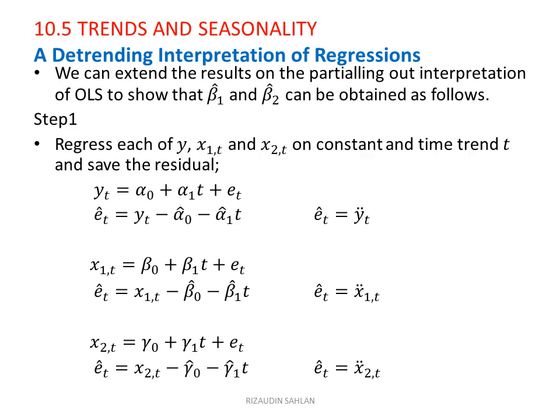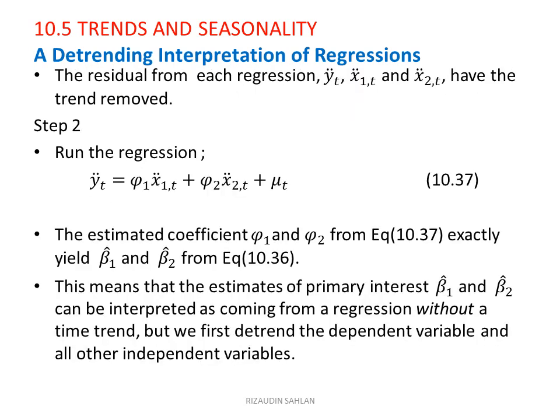After that, let's say we want to extend the result on the partialling out interpretation of the OLS to show that the estimate of beta 1 and the estimate of beta 2 can be obtained as follows. For step 1, regress each of Y, X1 and X2 on a constant and also on the time trend T, and after we regress, we save the residuals. This regression will make the residuals from each regression have the trend removed.